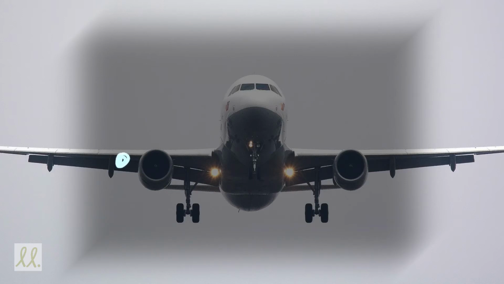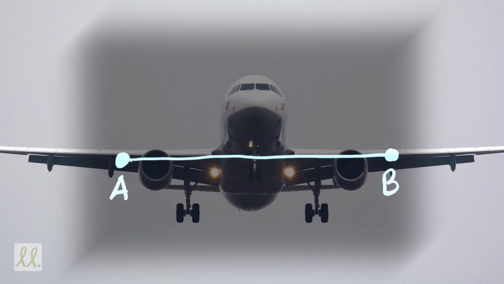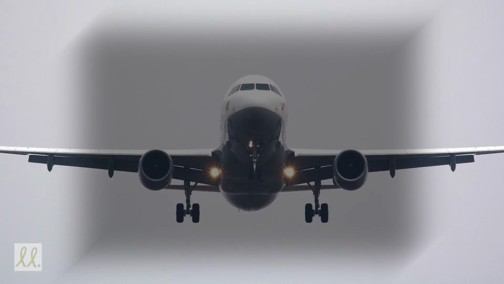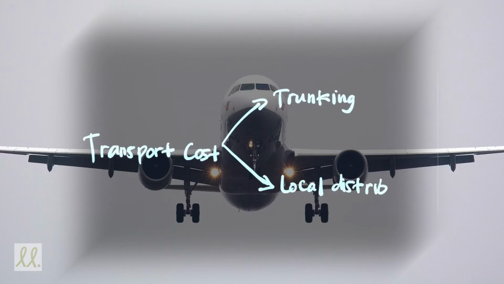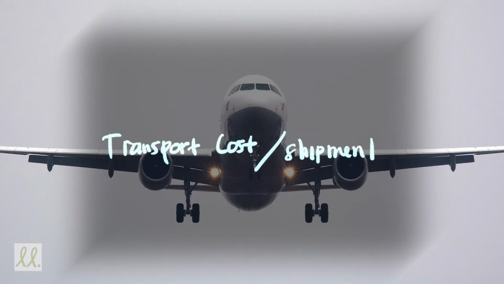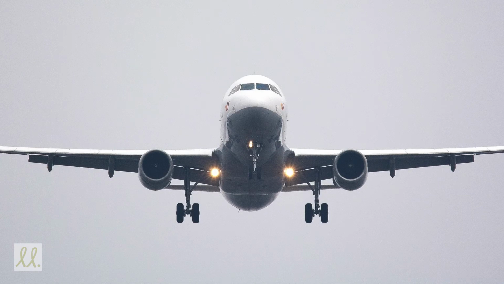Transportation refers to any activities involving transportation modes to move products from one location to the other. Examples of measures used to assess transportation performance are transportation cost, which could include trunking and local distribution costs, shipment size, and transport cost per shipment. These measures are dependent on the modes of transport chosen by the supply chain actors.